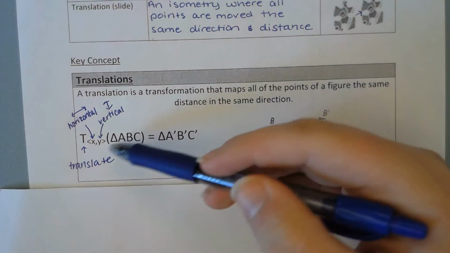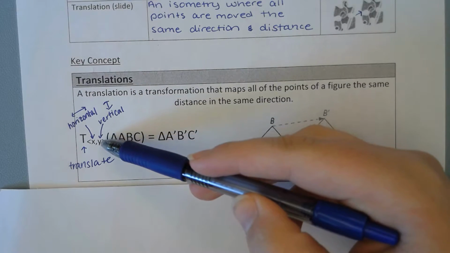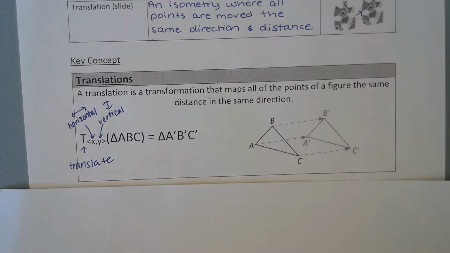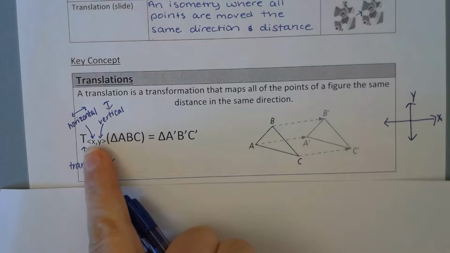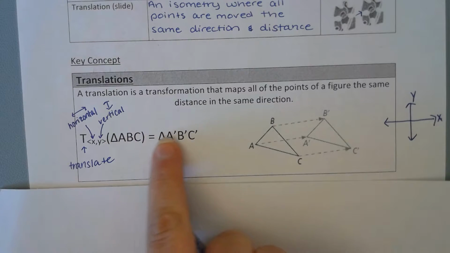Now the reason why X is horizontal and Y is vertical is because of your graph. On your graphs, we have our X and Y axis. This is my X-axis, this is my Y-axis. So these numbers are telling me how far over to go for X and how far to go for Y. This is telling you your direction, and it's going to tell you how far to go in that direction. Okay, now what's left here?